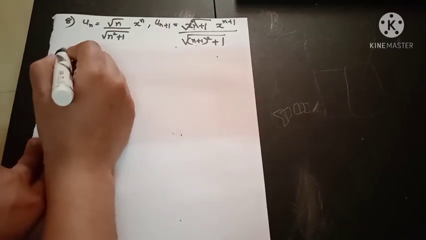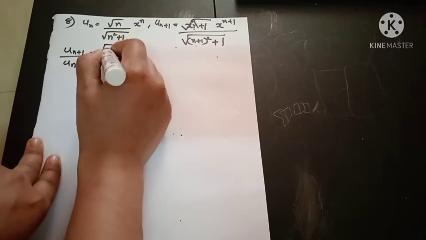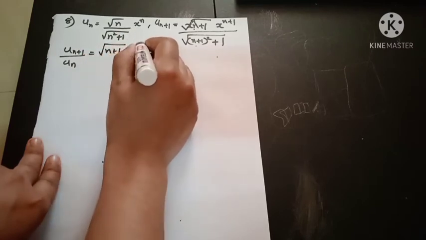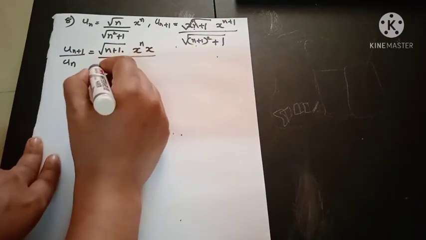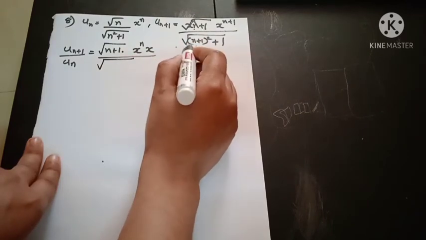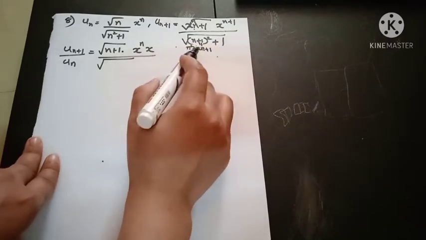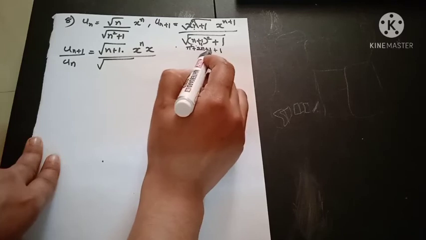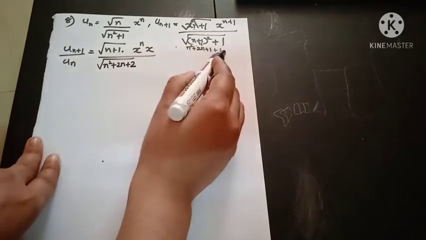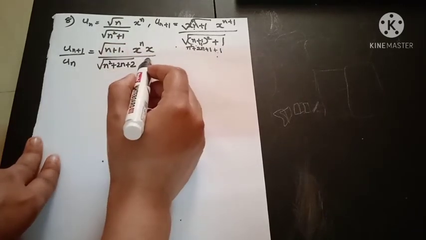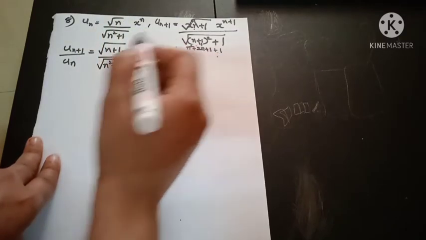So what happens to the ratio u(n+1) by u(n)? I will write x to the power of n plus 1 as x to the power of n into x, divided by (n plus 1) whole square plus 1. Using (a plus b) square equals a square plus 2ab plus b square, we get n square plus 2n plus 1, and here we have plus 1, so 1 plus 1 is 2, so this will become n square plus 2n plus 2, into root n into x to the power of n.